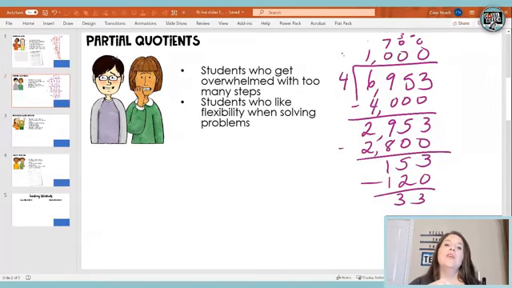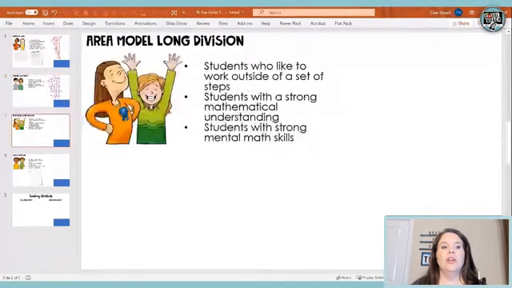So this is a great strategy for students who maybe are a little messy and are having a hard time bringing down, or who just have a better understanding of math and are able to do some of it in their head and divide off big chunks. So partial quotients is one of the popular strategies for teaching long division. The next one we're going to look at is the area model.